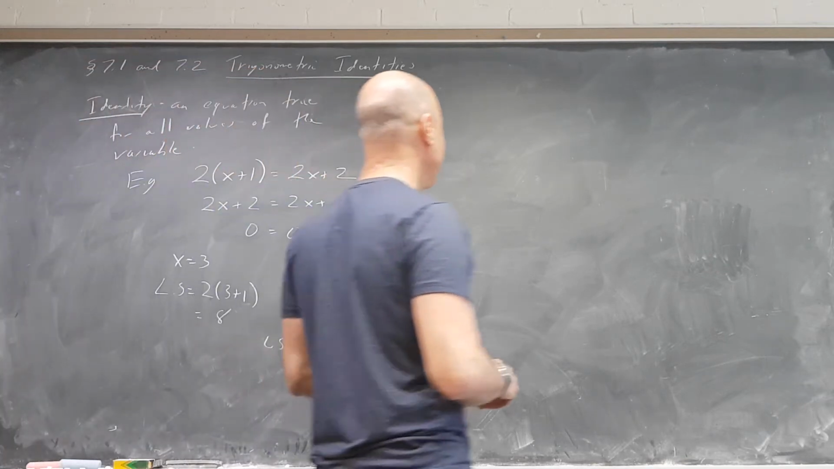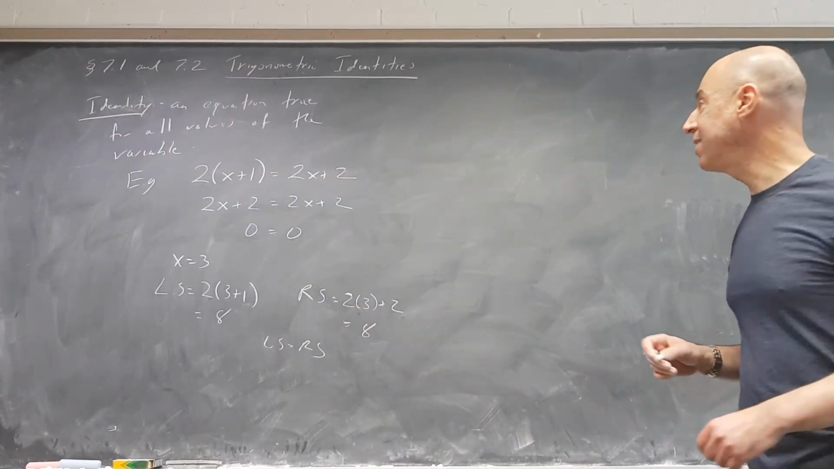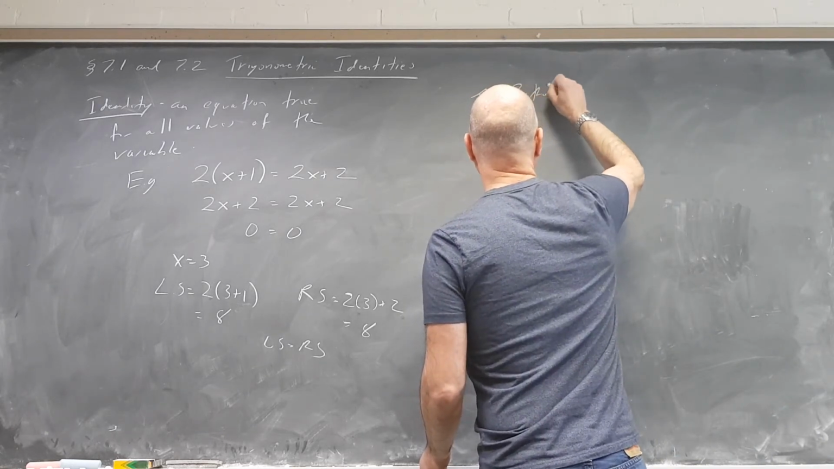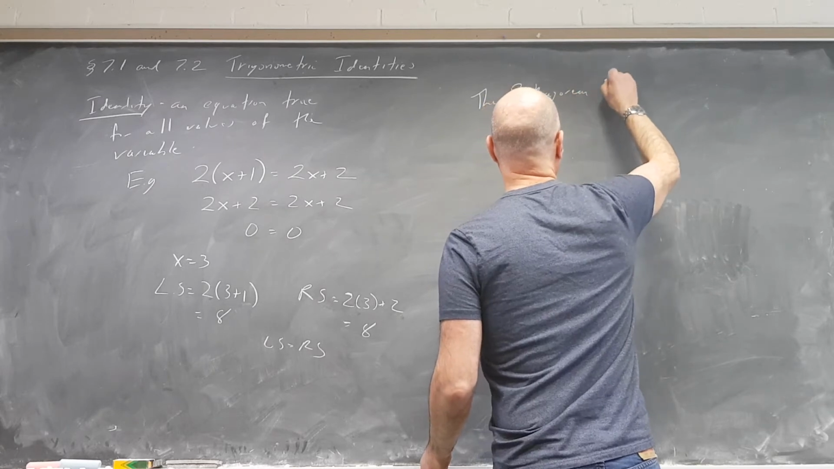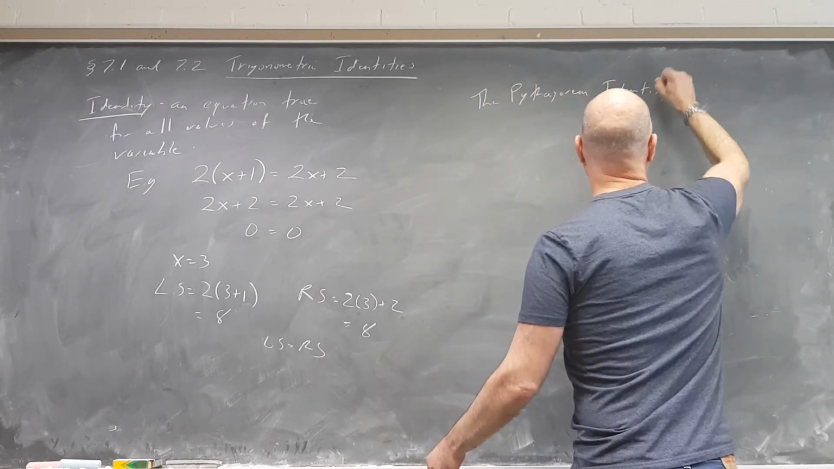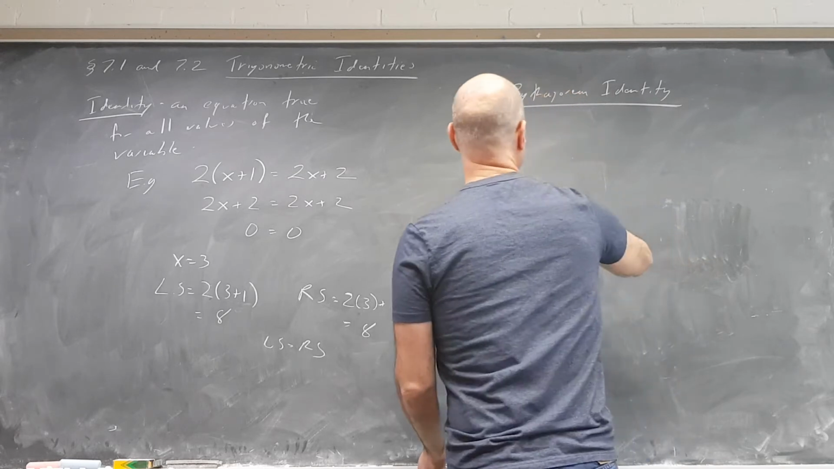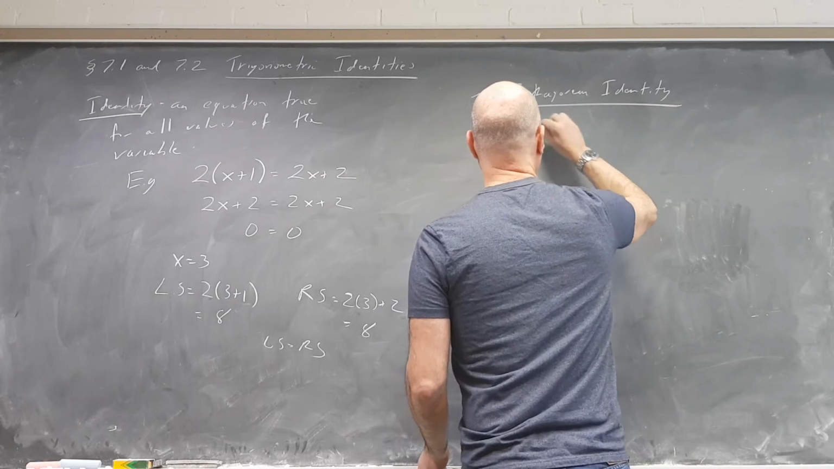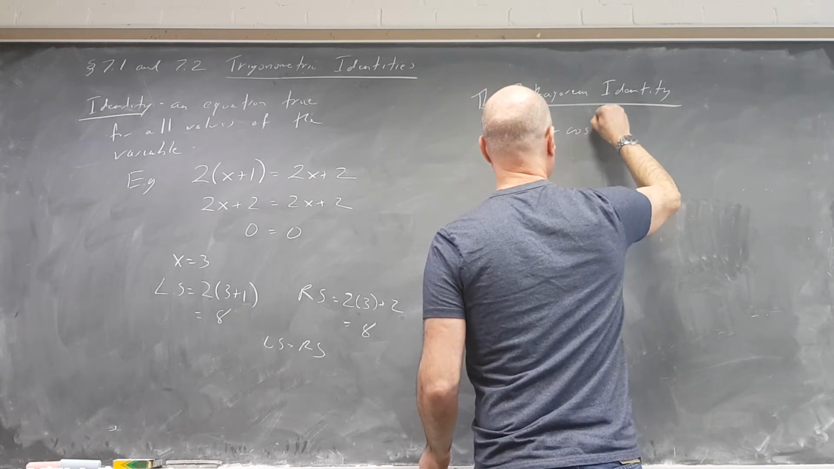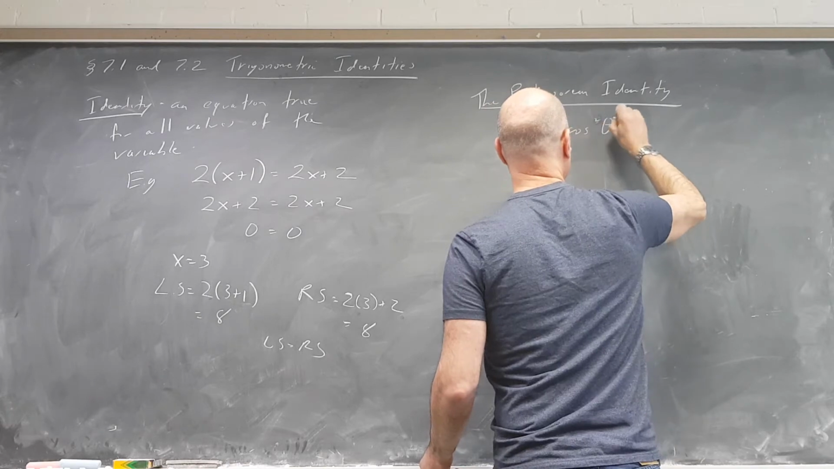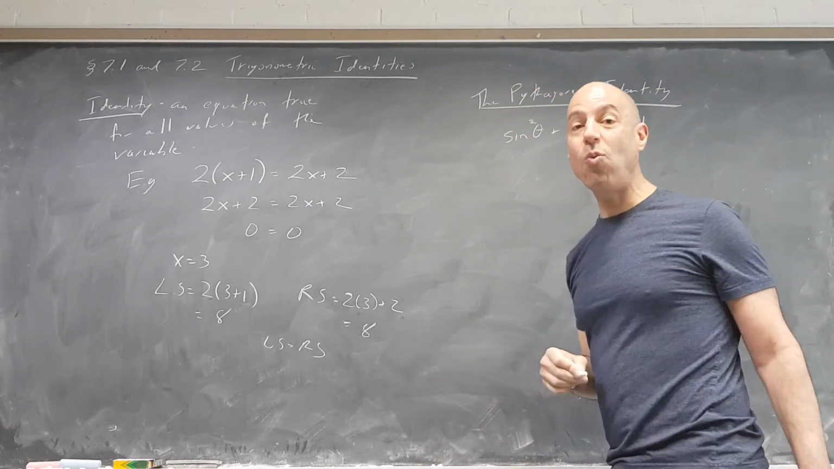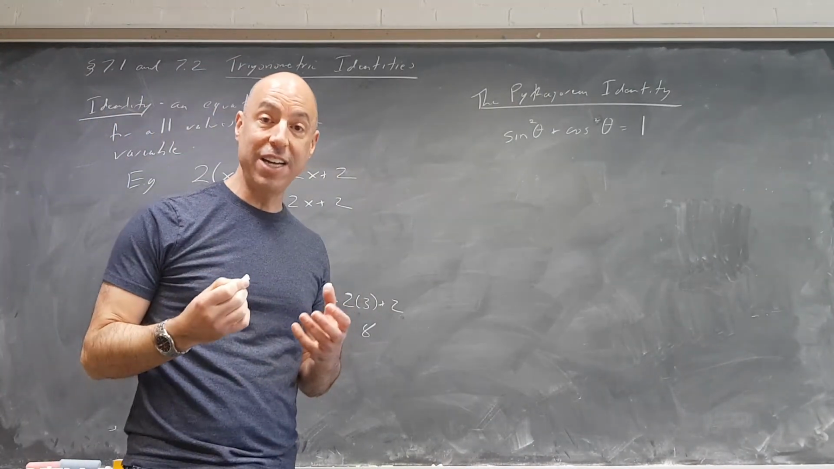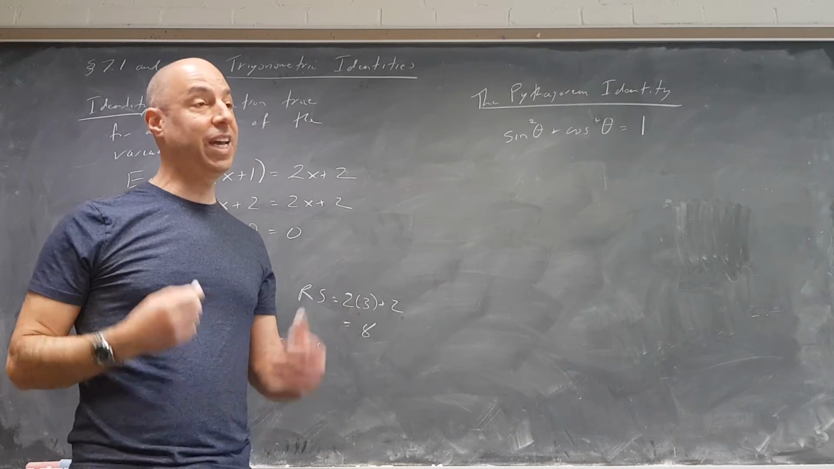Let me start with the first and perhaps most important trig identity, the Pythagorean identity. The Pythagorean identity says that sine squared theta plus cos squared theta equals 1. No matter what angle theta is, if you take sine of it and square that, and then you take the cosine of it and square that, and you add them all up, you're going to get 1.